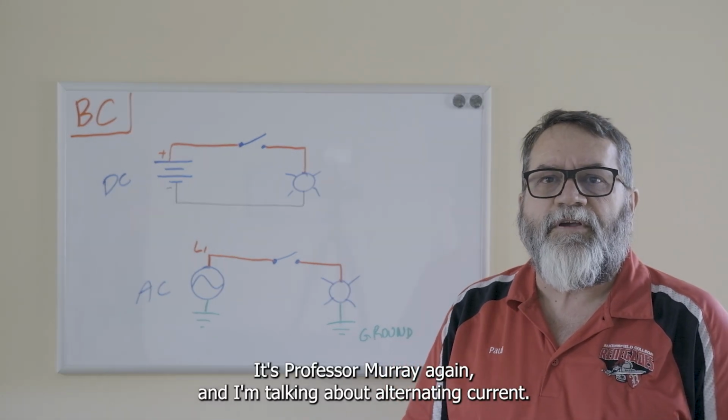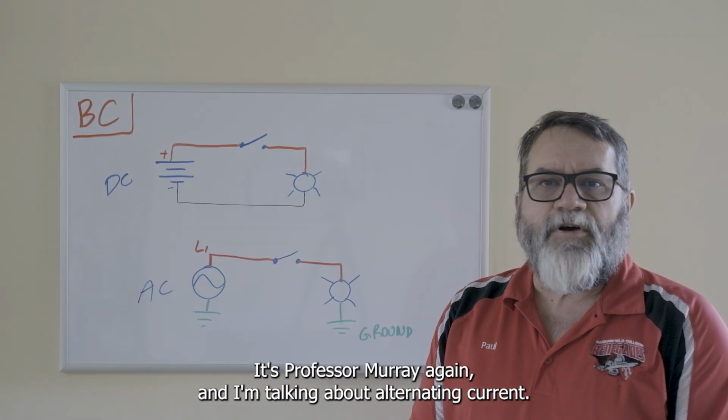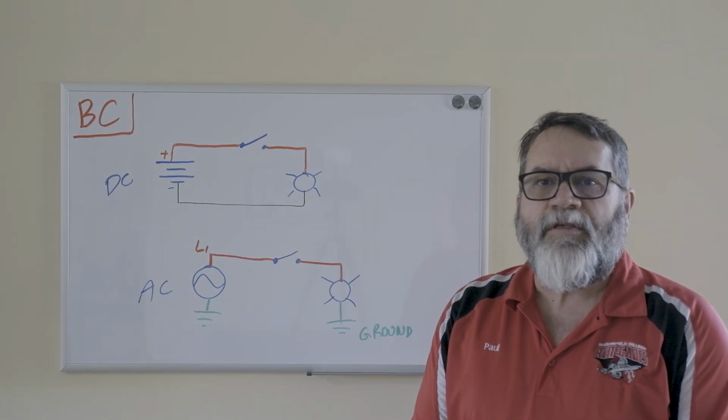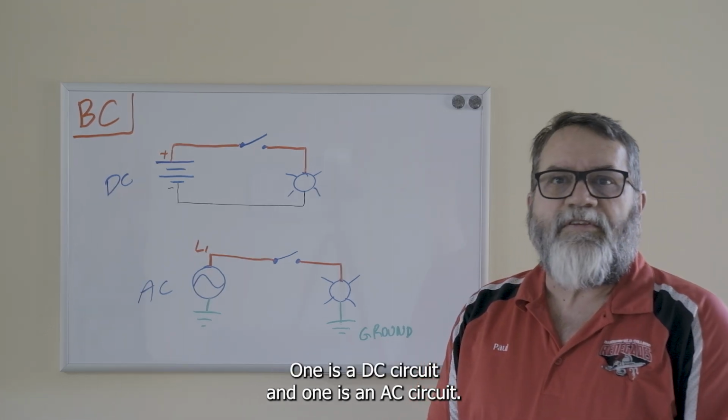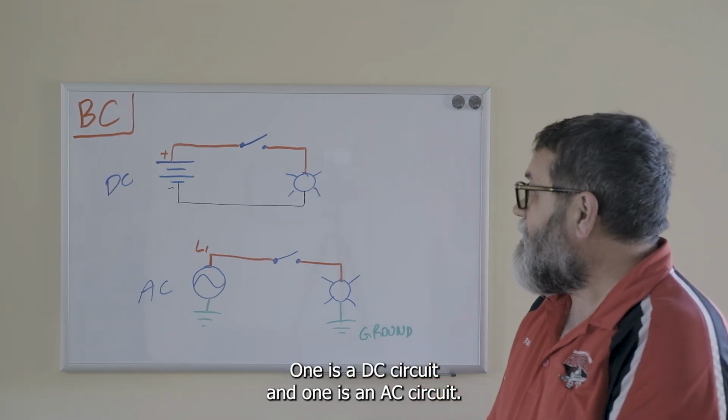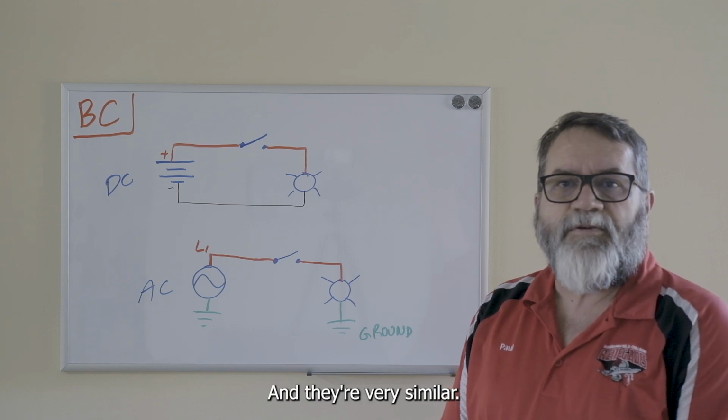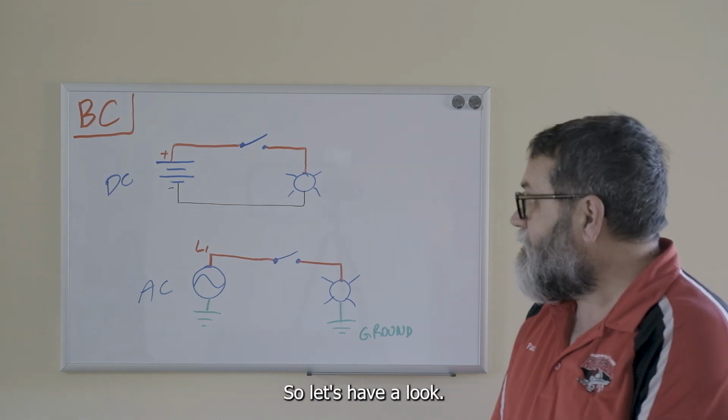It's Professor Murray again, and I'm talking about alternating current. I have two diagrams on the board here. One is a DC circuit and one is an AC circuit. And they're very similar, but there's some differences. So let's have a look.